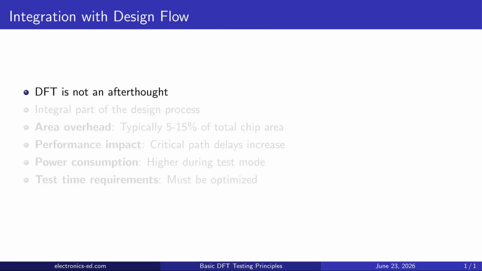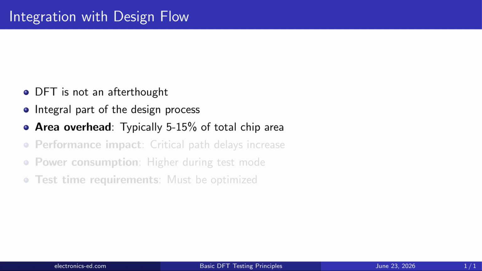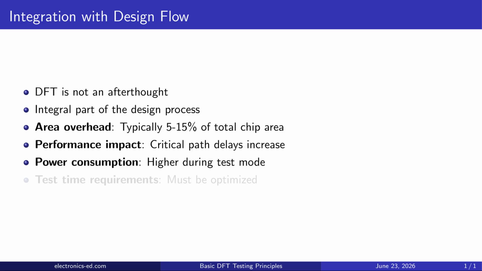DFT is not an afterthought in the design process. It is an integral part of the design flow from the beginning. There is area overhead, typically taking up 5 to 15% of the total chip area. There is also a performance impact because critical path delays can increase. Power consumption is higher during test mode as well. Finally, test time requirements must be carefully optimized.